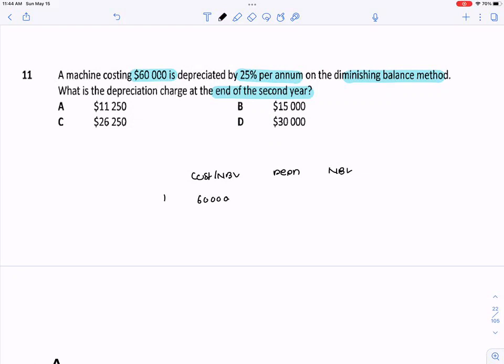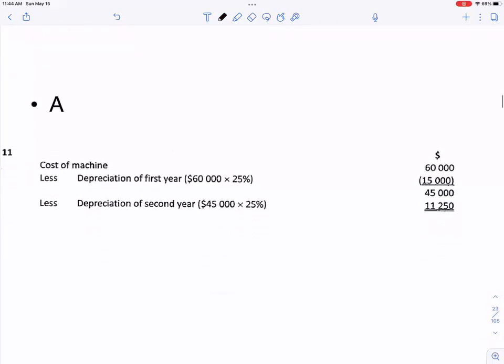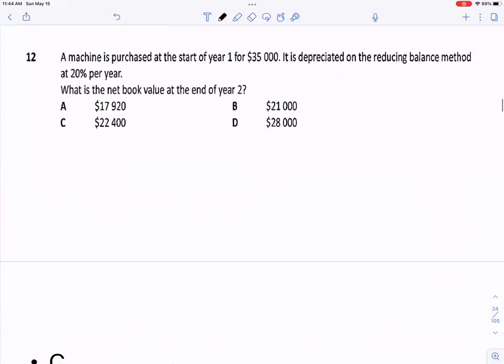Miss A, 11,250. 60,000, 25% is how much? Wait, I'll calculate it. 15,000. Net book value will be 45,000. And at the end of year two, it is 11,250. So they want it at the end of year two. A. Okay. Come on, next one.